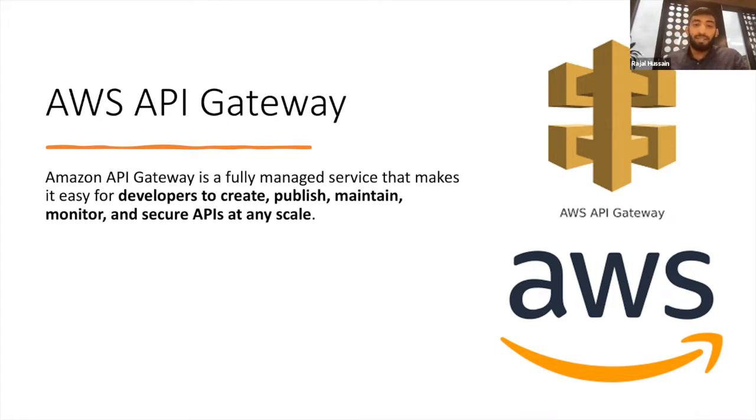And with services like API Gateway, it makes deploying APIs very easy. In fact, it's just a matter of a few clicks, whereas without AWS, it'd be a lot more long-winded, and there's a lot more infrastructure thought that goes into it. So Amazon API Gateway is a fully managed service that makes it easy for developers to create, publish, maintain, monitor, and secure APIs at any scale.